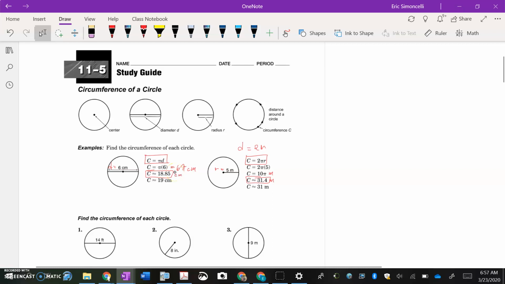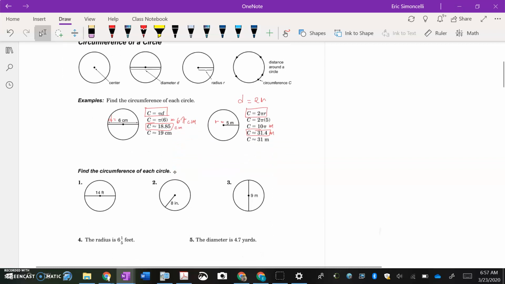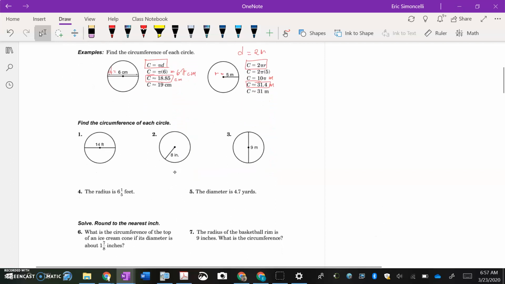Okay, let's take a look. So the first 5 questions are going to relate to those same things, basically finding the circumference of a circle. So number 1, we see here that the diameter is 14. So if we're going to use the equation C equals pi times d, in other words, 14 pi feet.